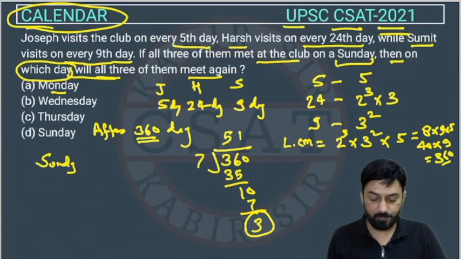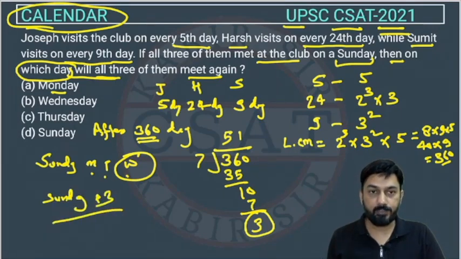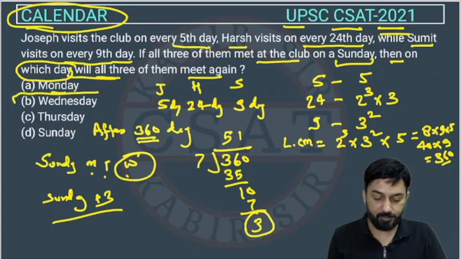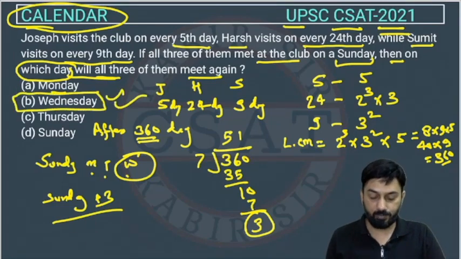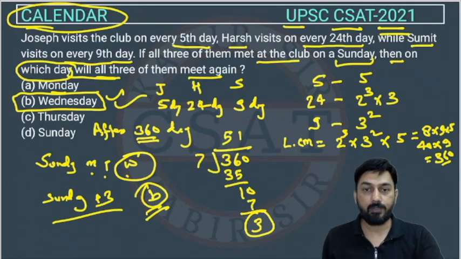So it means Sunday plus 3. They will meet on Monday, Tuesday, Wednesday. 1, 2, 3. So they will meet again on Wednesday, because Sunday plus 3 we have to do, as there are 3 odd days. So the answer of this question is option B.